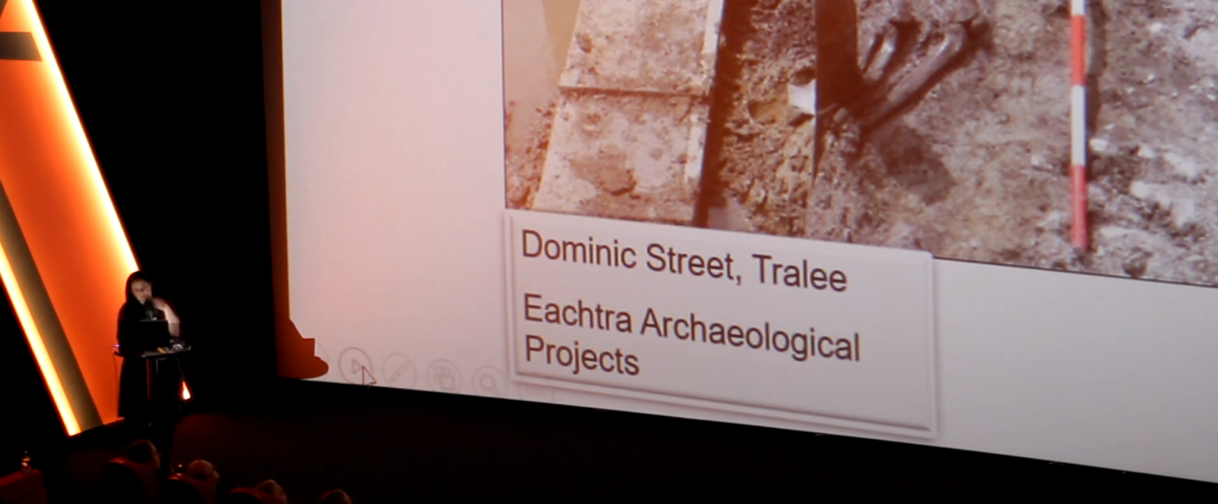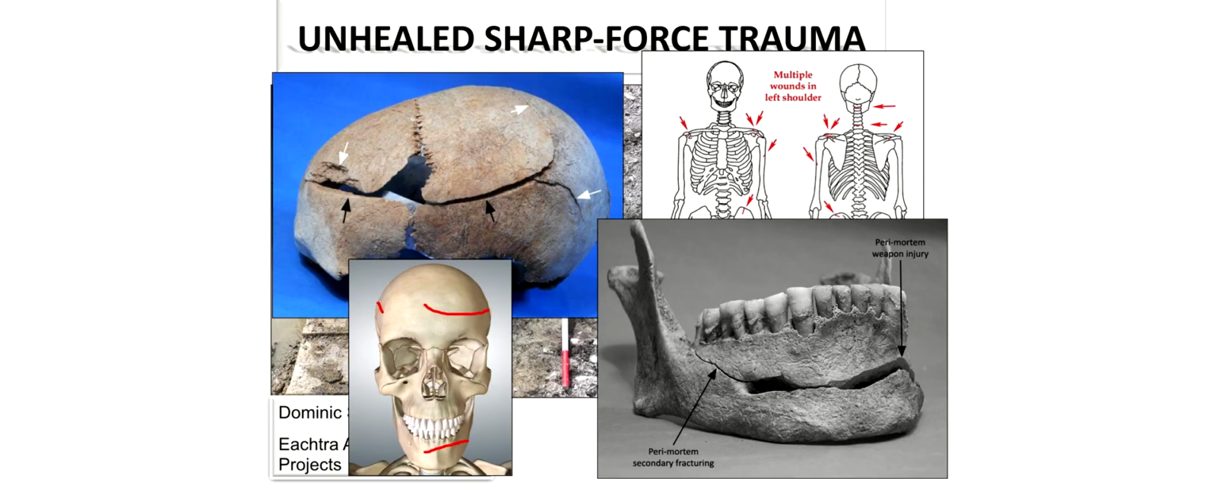This is an example from Dominic Street in Tralee. It's a dramatic photograph. I like it because you can see the skeleton there, and the three posts that appear to be driven down through the skeleton. They have nothing to do with the burial. It's a much, much later event, and that's part of the archaeological process, establishing the sequence of events on a site. When this was excavated, we discovered that he was basically hacked to death with a sword and probably an axe as well. Some of the remains of this individual are actually on exhibition in the Kerry Museum at the moment.